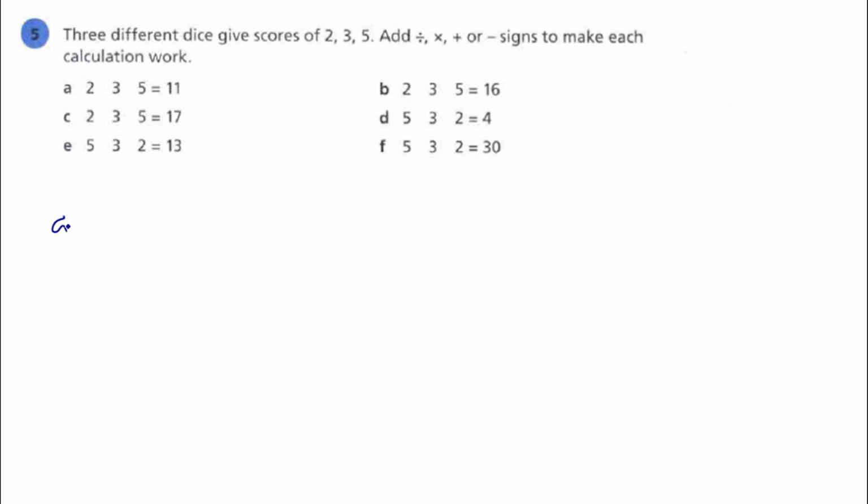If we put a plus sign between 2 and 3 and a multiplication sign between 3 and 5, then again, according to BODMAS, we carry out the multiplication first, so we might as well put brackets around that. That'll be 2 plus 3 times 5, which is 17. Close, but it's not 16. So that's not going to work.